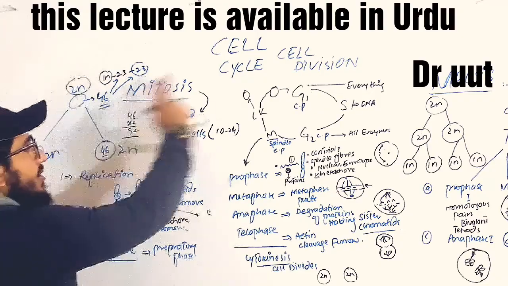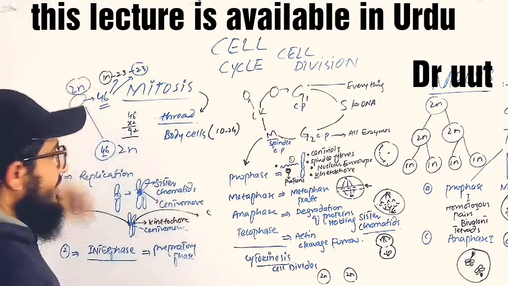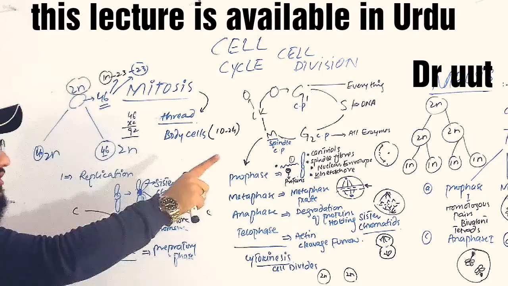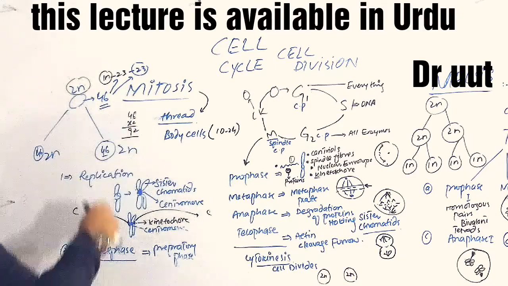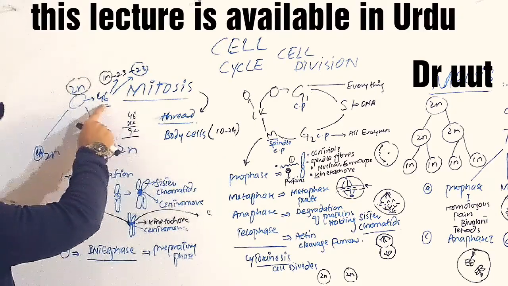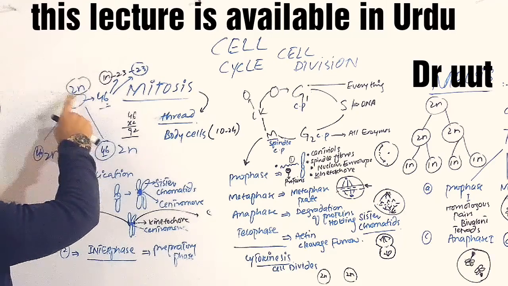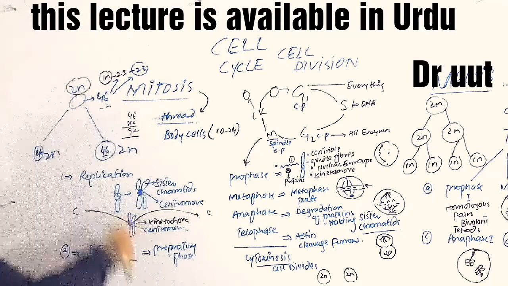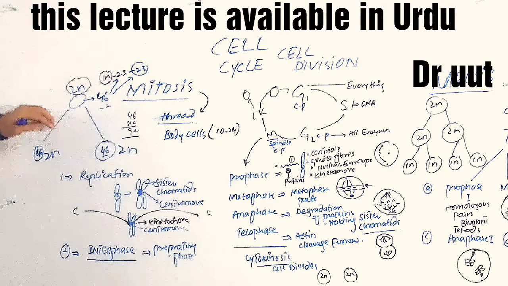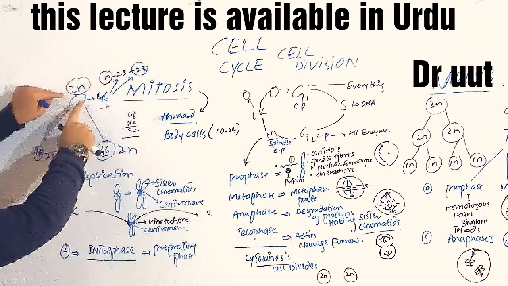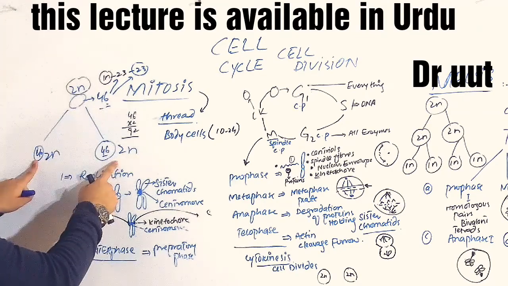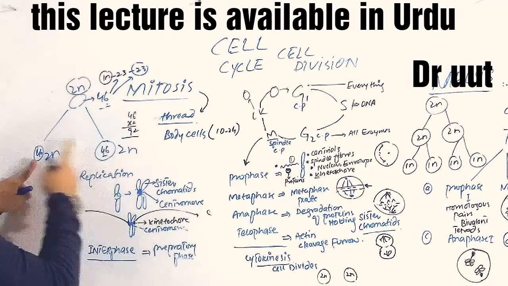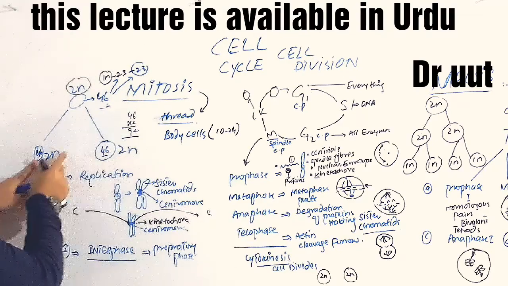Now we are not talking about meiosis, we are talking about mitosis. In mitosis, what will happen? This 46, which is diploid, this diploid cell will undergo the process of cell cycle or division. After the division, what will happen? This cell will divide into two, and each cell will contain 46. Means each cell is now diploid.